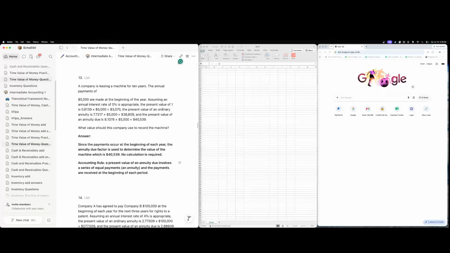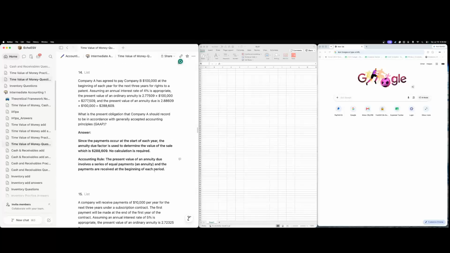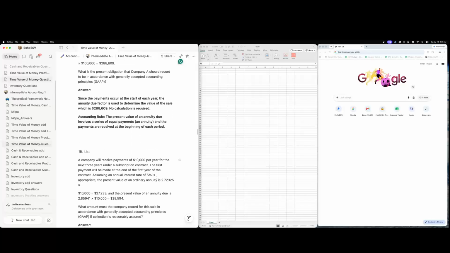Company leasing a machine for 10 years, annual payment $5,000. Assuming the 5% annual interest rate is appropriate. Present value of 1, present value of the annuity. It's going to be made at the beginning of the year, so it's annuity due, $40,539. Company agrees to pay Company B $100,000 at the beginning of each year, so that means it's going to be annuity due. So they'll record 288609.